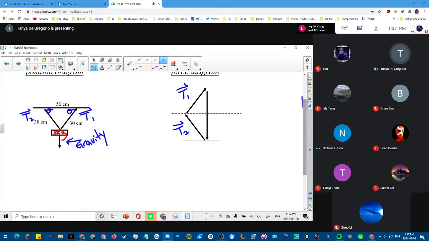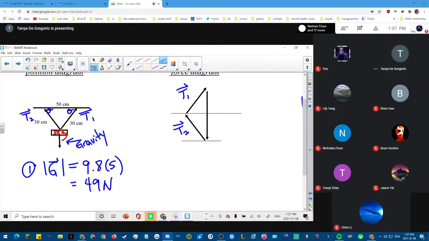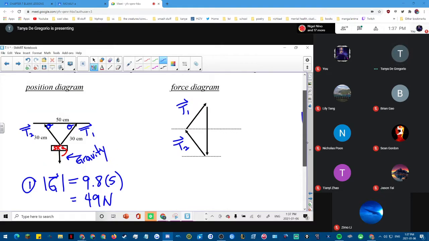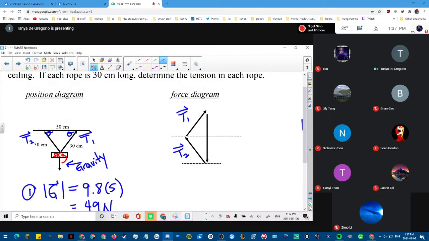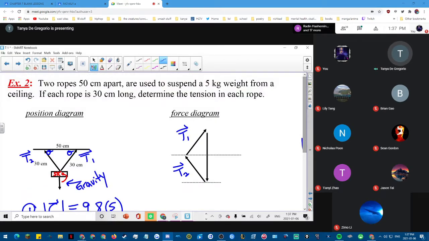Looking for the magnitude of gravity, what would I do? We can just multiply 9.8 by 5. Very good, that's all you have to do. And we know that it's 49 newtons. Excellent, we know the force of gravity. Next, what else can I label in this diagram?